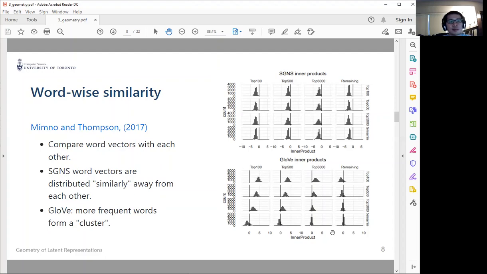And similarly, the GloVe vectors perform very differently between different frequency clusters. So the high frequency words are forming a cluster. We can see that the top 100 words are forming very high, very positive inner products with the other top 100 words. And as the frequencies decrease, their angles are increasing.